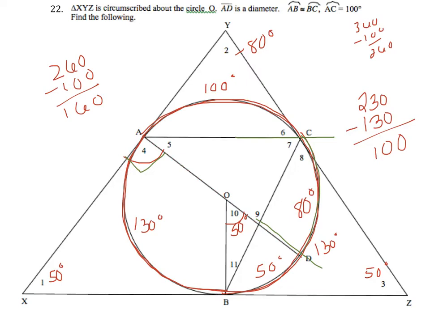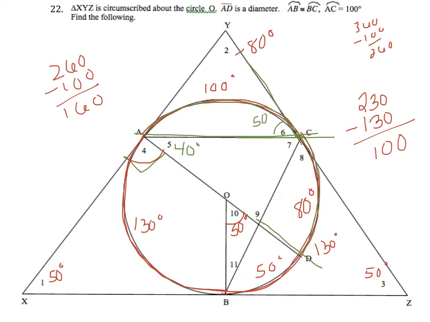That arc is 80, so I know angle 5 has to be half of that, or 40. All right, going to angle 6. Angle 6 is made with this chord and a tangent. The arc that goes with the chord is 100. We know that since it's on the circle, angle 6 has to be half of that arc. So angle 6 would be 50.